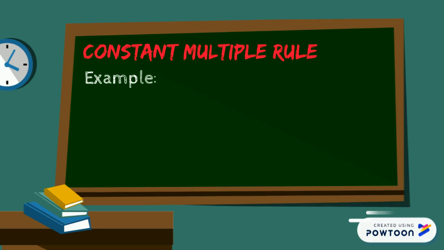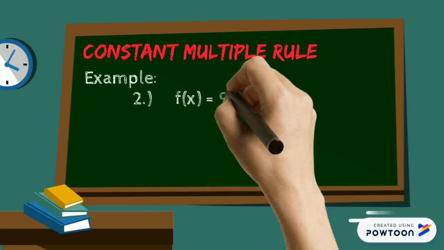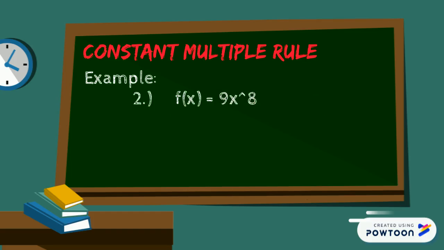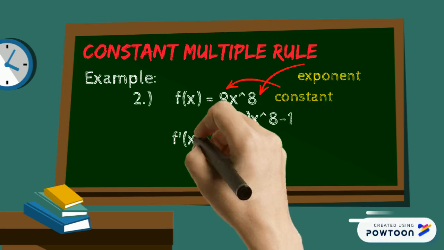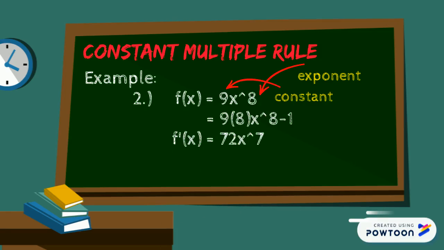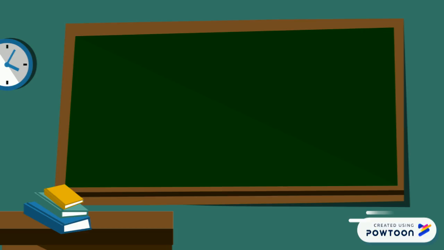Let's try again with another example. We have f of x is equal to 9x to the power of 8, where 9 is a constant and 8 is the exponent according to the theorem. We multiply 8 by 9 and subtract the exponent by 1. So we have 9 times 8 is equal to 72 and 8 minus 1 is equal to 7. Therefore, f prime of x is equal to 72x to the power of 7.